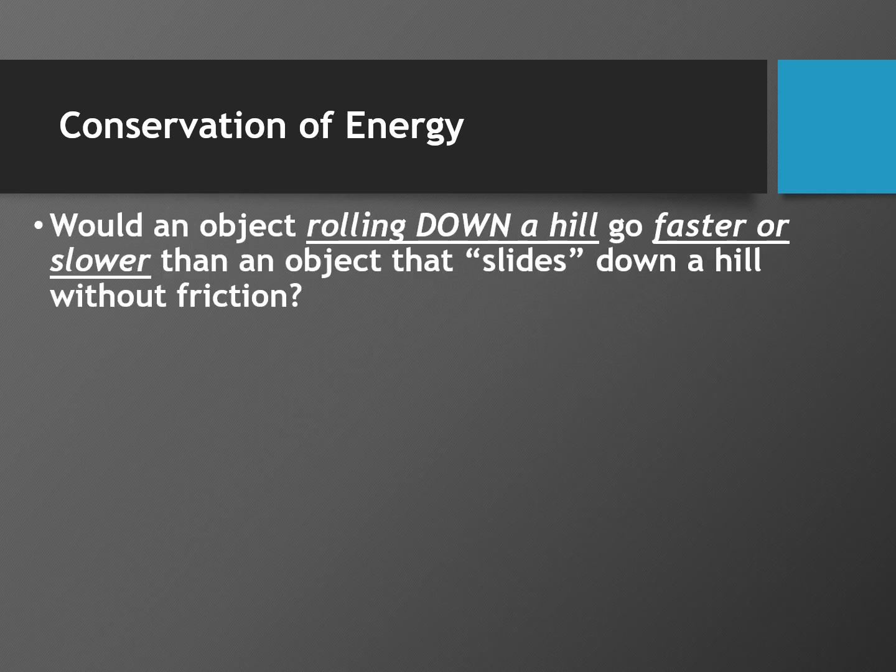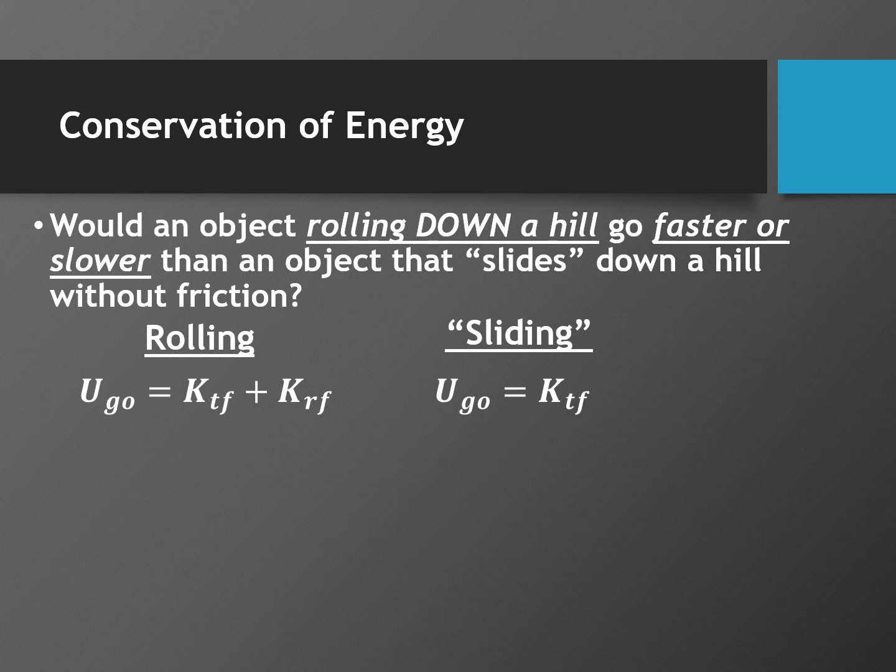So the next example asks the question: would an object rolling down a hill go faster or slower than if it slides down the hill without friction? All right, so think about this. We start with some gravitational potential energy. The object is starting at the top and rolling down the hill. Now, when it gets to the bottom, would it be faster or slower if it's sliding than when it's not sliding, when it's actually rolling?